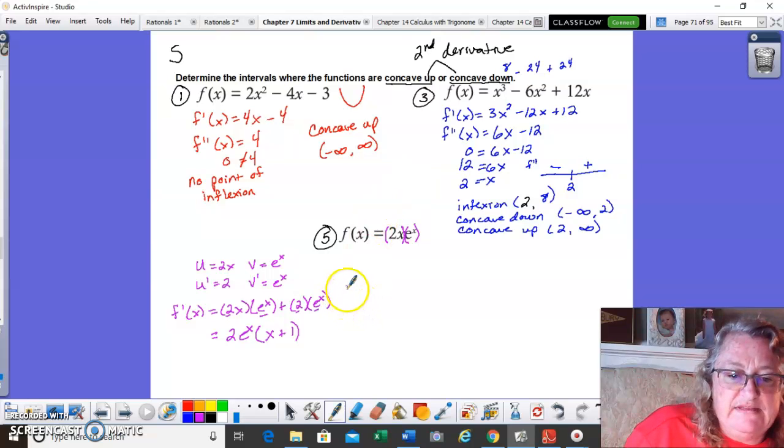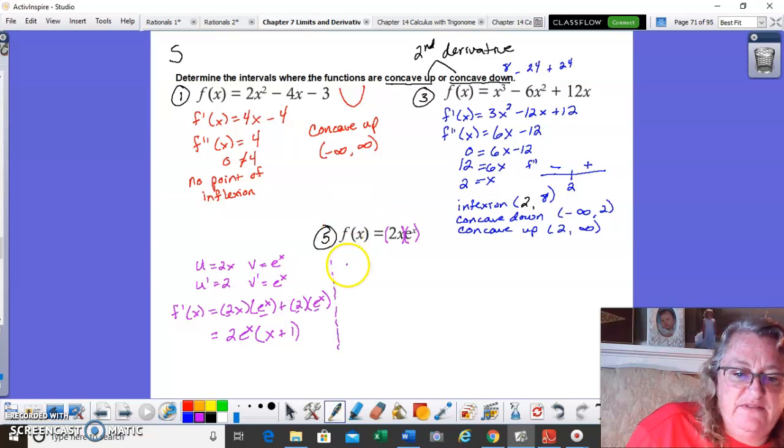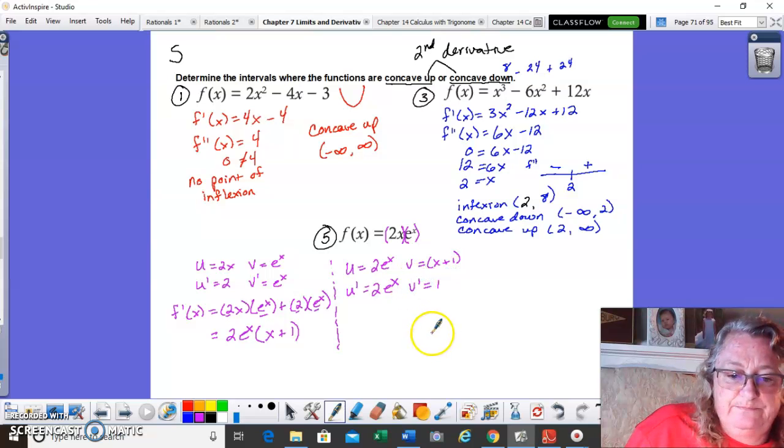Okay, so to find the second derivative, that was the first derivative. To find the second derivative, u is now going to be, because it's still a product, right? u is going to be 2e to the x. Its derivative is 2e to the x. v is going to be x plus 1, whose derivative is 1.